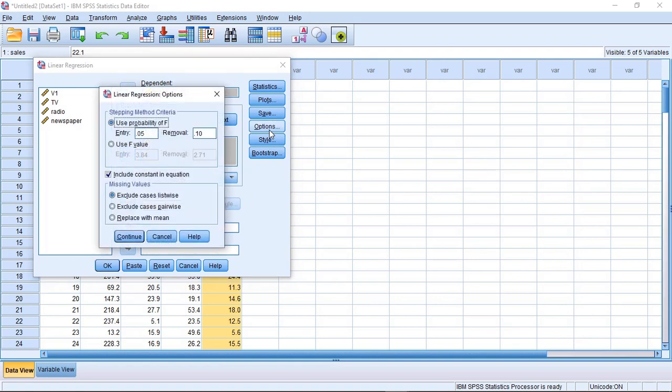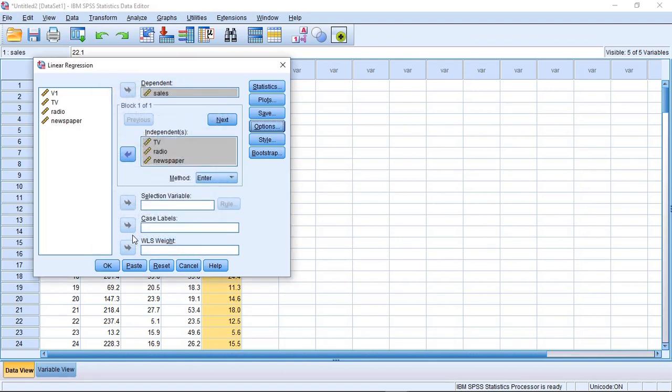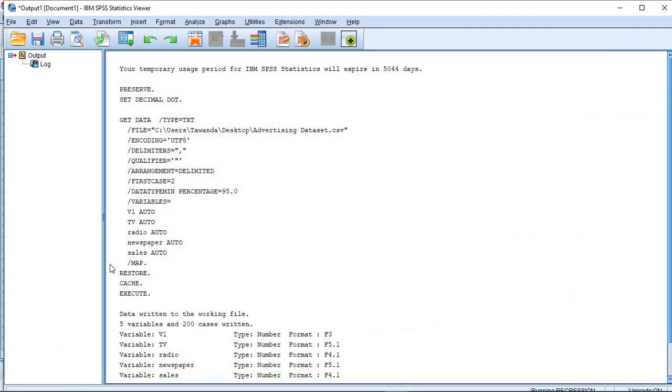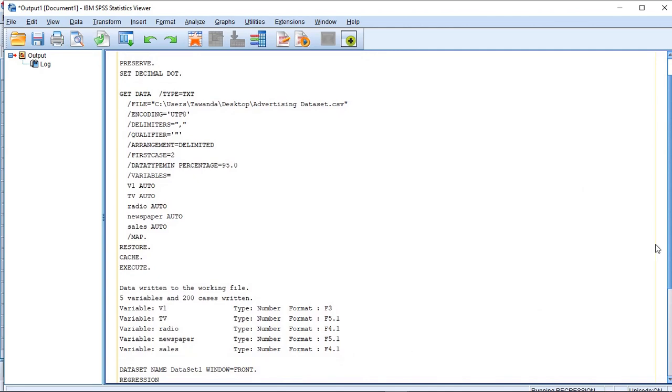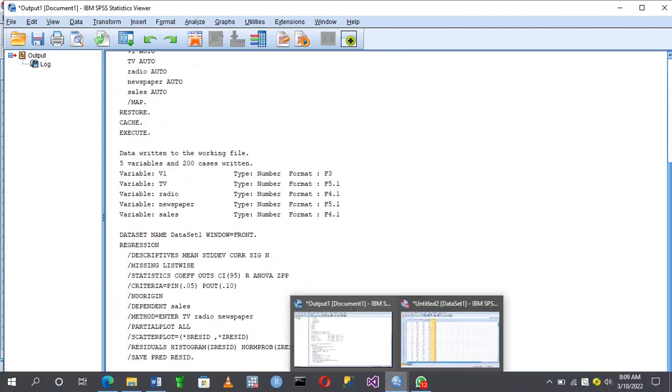You can go to options. Since this data doesn't have any missing values, this window is where you can choose. If you have missing values, you can replace the missing values with the mean, but here we can leave it at default since we don't have any missing values. After that, we can proceed to OK. Right, we are going to obtain this outcome.